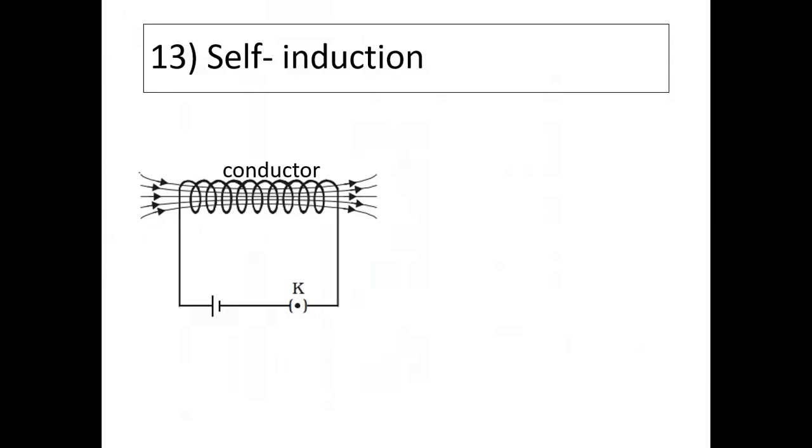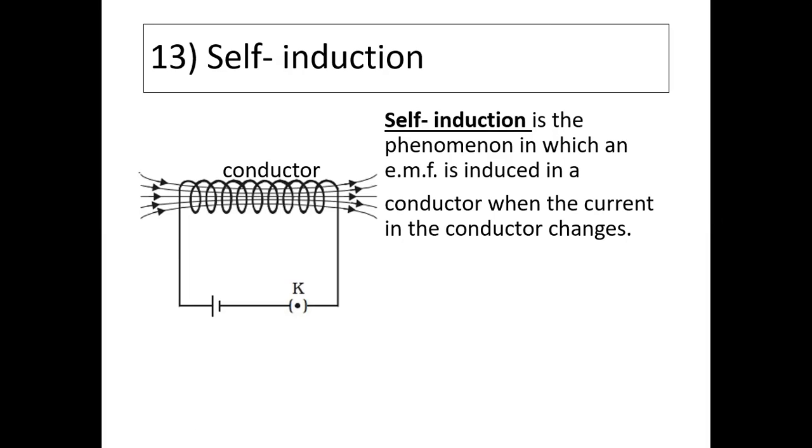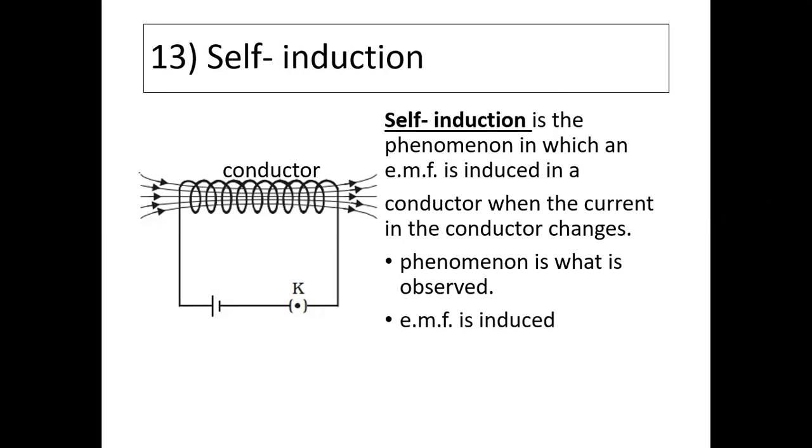Okay, self-induction. What is it? Self-induction is the phenomenon in which an EMF is induced in a conductor. It can be a coil, right? We just say the conductor, anything that allows electricity to pass through, when the current in the conductor changes. So it doesn't have to be a coil. It can be a conductor moving in a field. Same thing. So the key is, phenomenon is what we observe. EMF is induced when the current in the conductor changes.